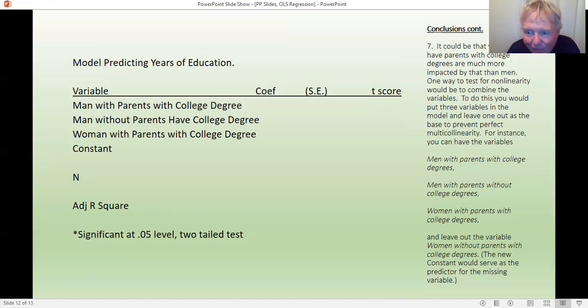And so we leave women without parents with college degrees out, and we would predict that value by looking at the constant, which would be the base. So what we're saying is women without parents with college degrees are the base, okay? And since they're the base, we can compare the other 3 variables to them to see if having parents with a college degree affects men and women differently.